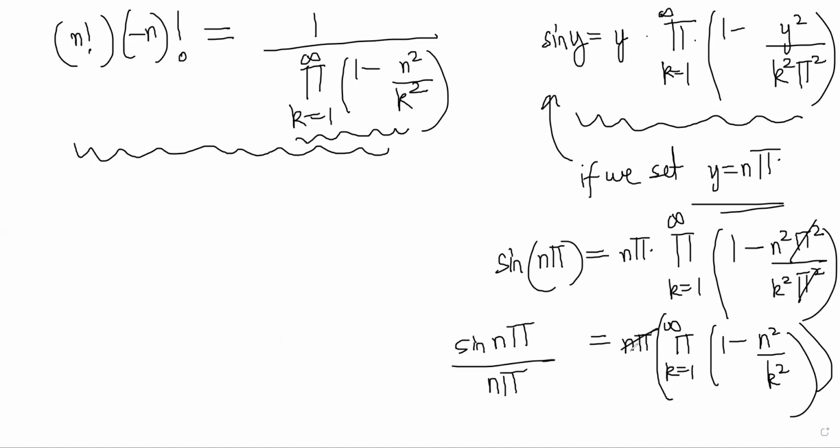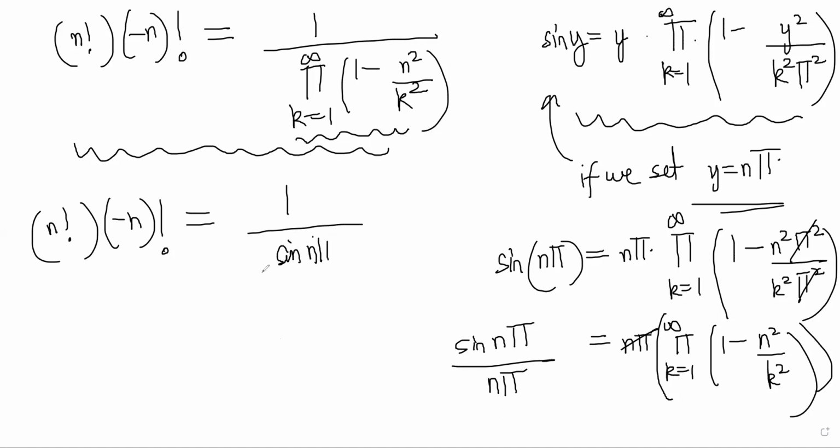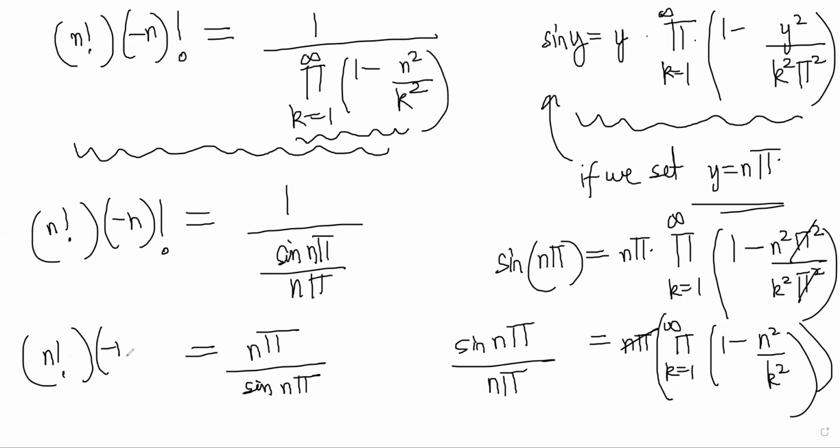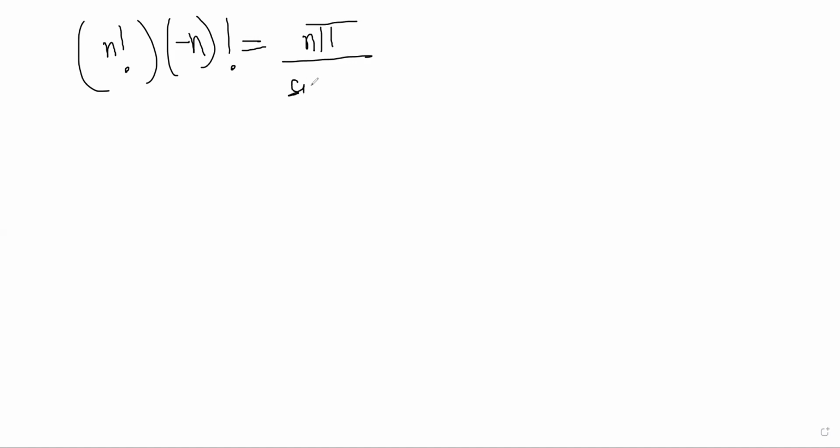If I take this n pi here, right? So now we are getting this wonderful result. This is equal to 1 by sine n pi by n pi, right? We are getting basically n pi by sine n pi is equal to n factorial into minus n factorial, correct? Now this is amazing because now this makes sense even if n is not an integer. So we have this result: n factorial times minus n factorial is equal to n pi by sine n pi.